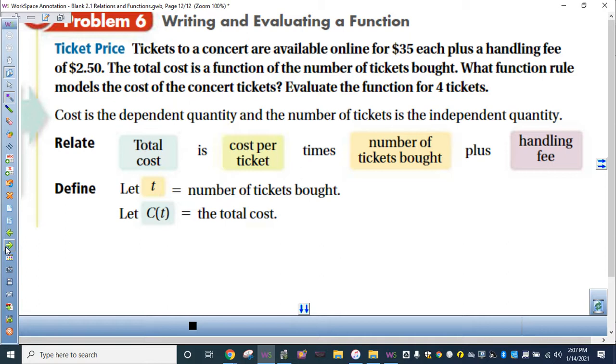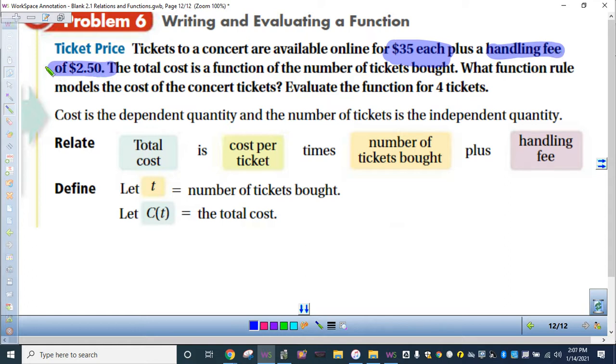So now we read and highlight. First step, read, don't write. Second step, read and highlight. When you see "35 each," that's where the variable goes. Whatever they're talking about with the 35, that's going to be your variable. Then we have a handling fee. This is what you're writing down in your notes. Handling fee of $250.